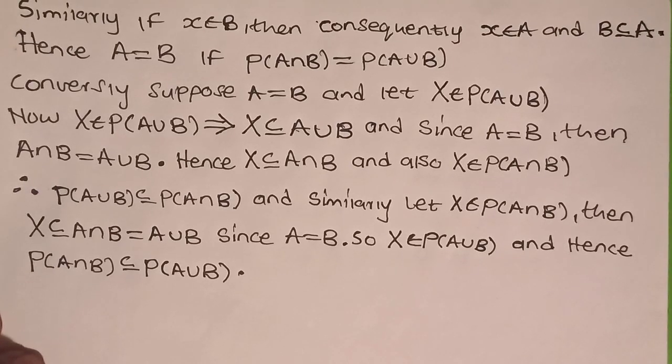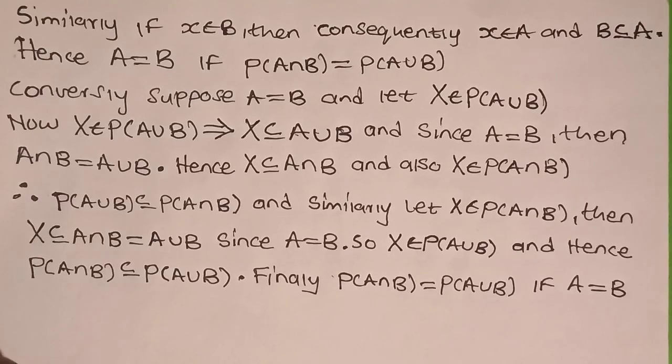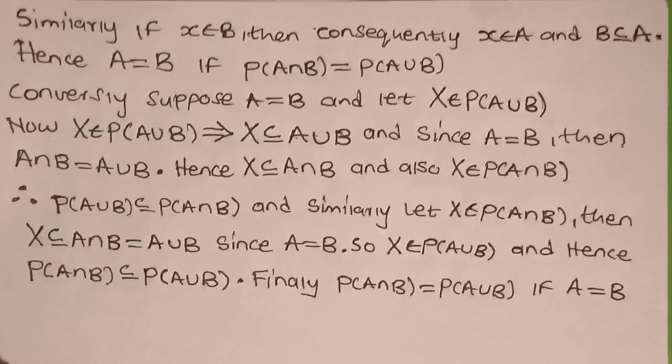Since we're able to show that the power set of A union B is a subset of the power set of A intersect B, and also the power set of A intersect B is a subset of the power set of A union B. So you see, understanding matters.